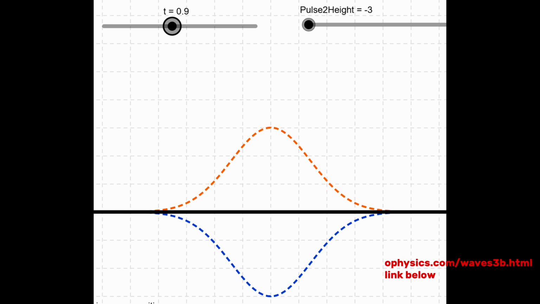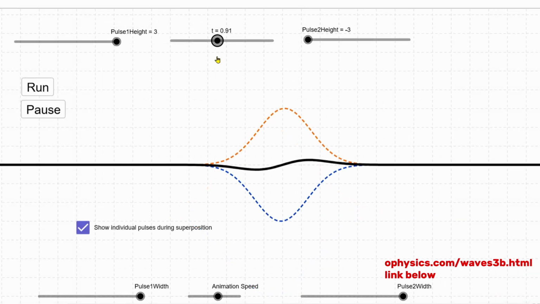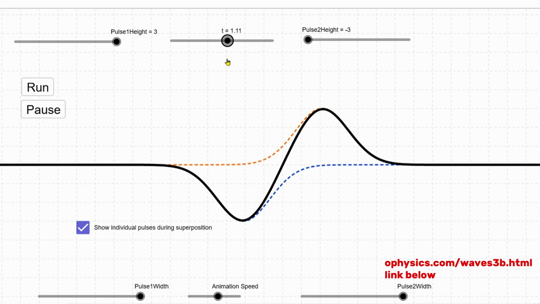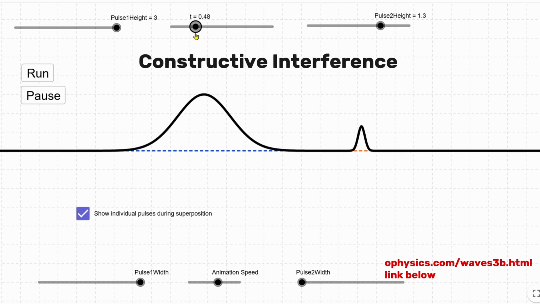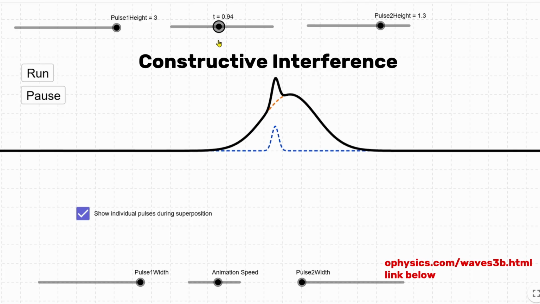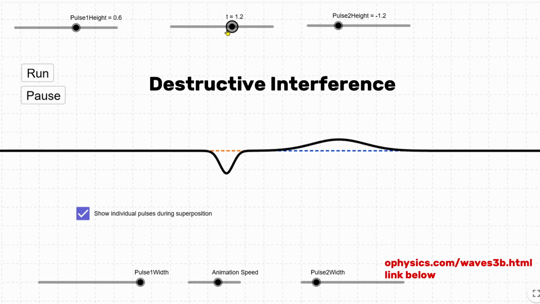Now, when both these waves occupy exactly the same position along the x-axis, they completely cancel out at this specific point in time. When they cancel out like this, it's called complete destructive interference. But again, as the pulse waves move past one another, if we move the time forward a bit, they regain their original shape. And again, just to remind you, I've placed a link in the description for this simulation so you can explore it yourself and see what happens when the waves have different heights, for example, and different widths.